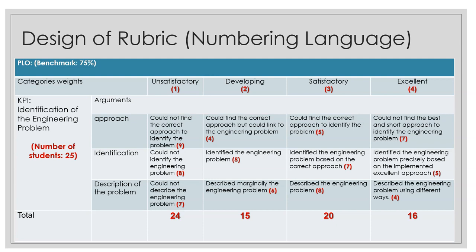After correction, we see that our 25 students are distributed over the four categories. For example, for approach, we have 9 students in unsatisfactory, 4 students developing, 5 students satisfactory, and 7 students excellent. But I have to say that there are margins for every category. For example, unsatisfactory from 0 to 60%, developing from 60 to 75, satisfactory from 75 to 90, and excellent from 90 to 100, and you can change your margins.